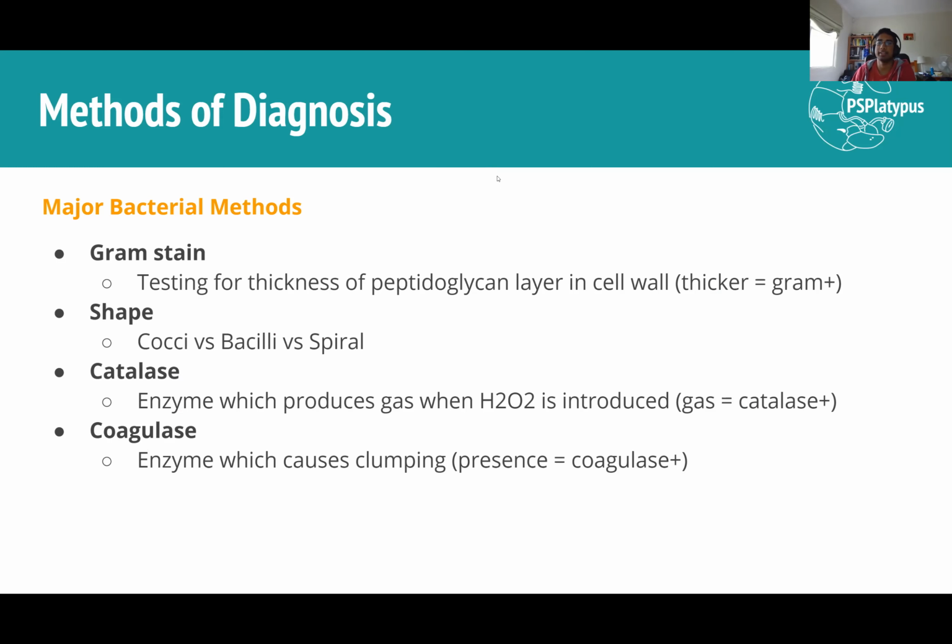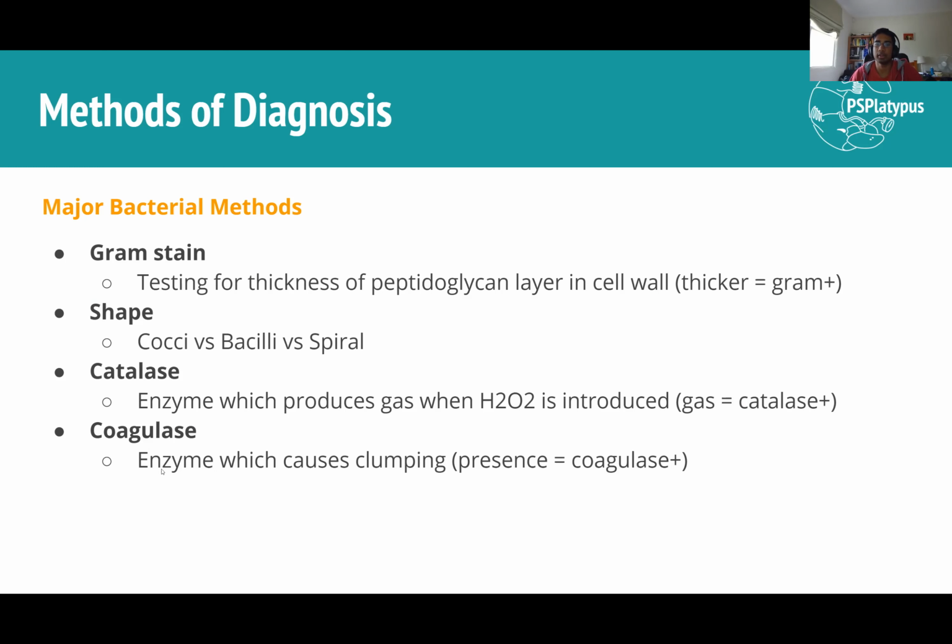There's something called catalase as well. We pour H2O2 onto the bacterial sample, and then we see if we get oxygen gas out of it. That's testing if we have catalase, which is something that you find in your body, but it is not found in all bacteria. So we check if there's catalase there, and the presence of the gas is considered a catalase positive test.